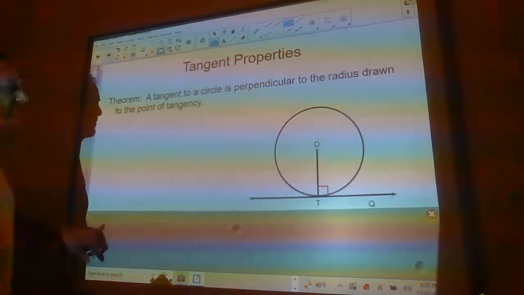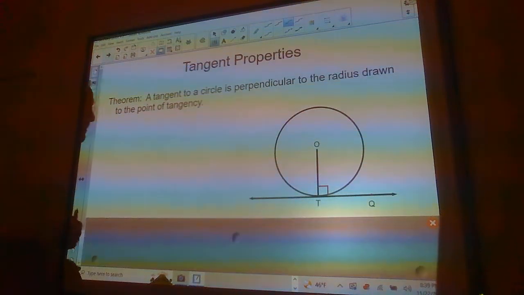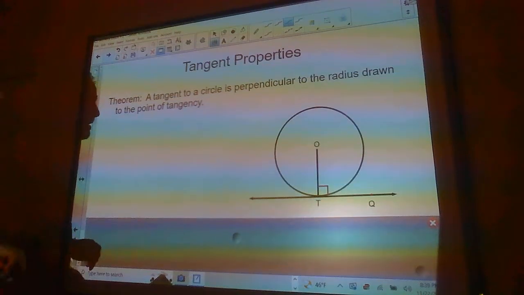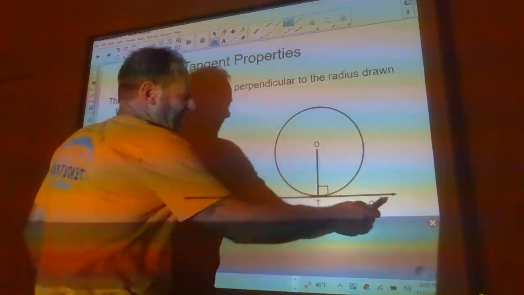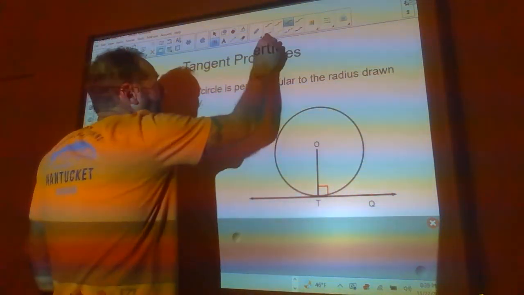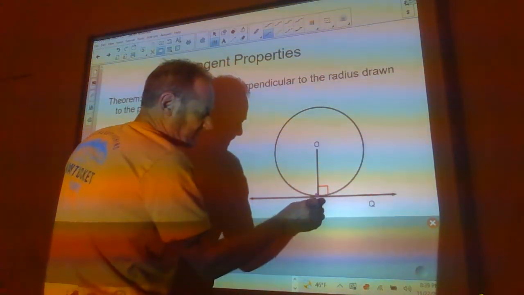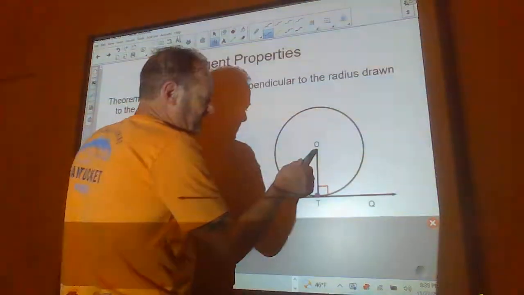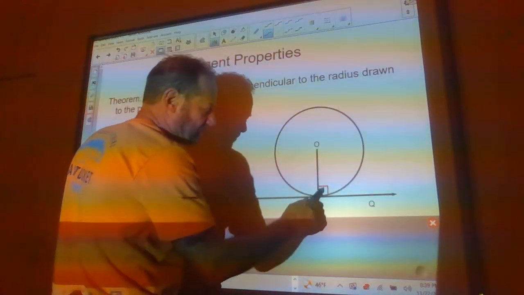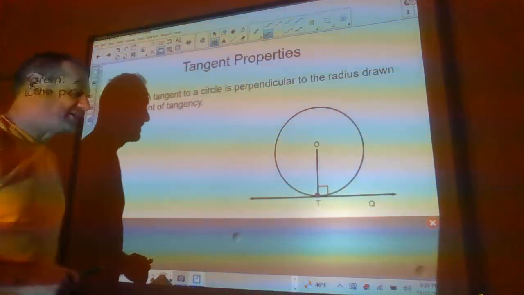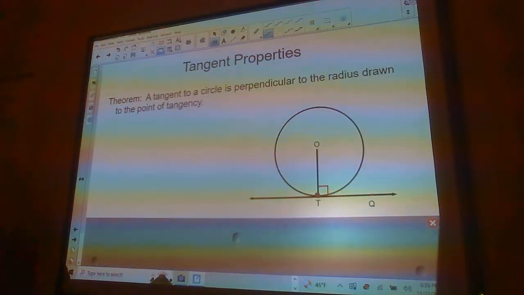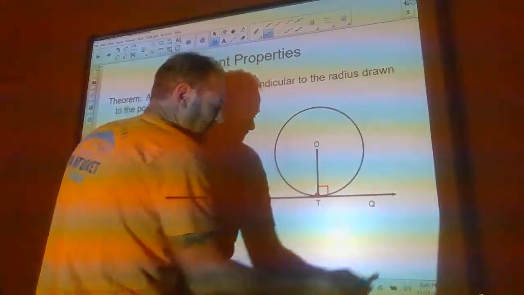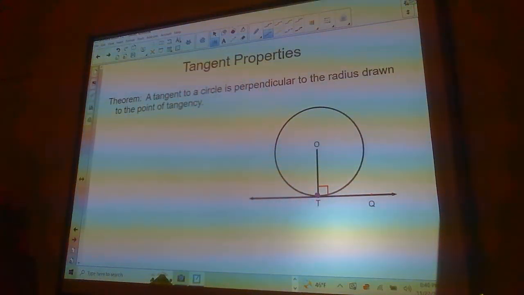A tangent to a circle is perpendicular to the radius drawn to the point of tangency. So what that means is I have this tangent line. It comes by and just kisses the circle right here at point T. That's the point of tangency. If I draw a radius from the center to that point of tangency, that will always be a 90-degree angle every time. So that's a nice little theorem that'll come in handy a few times.